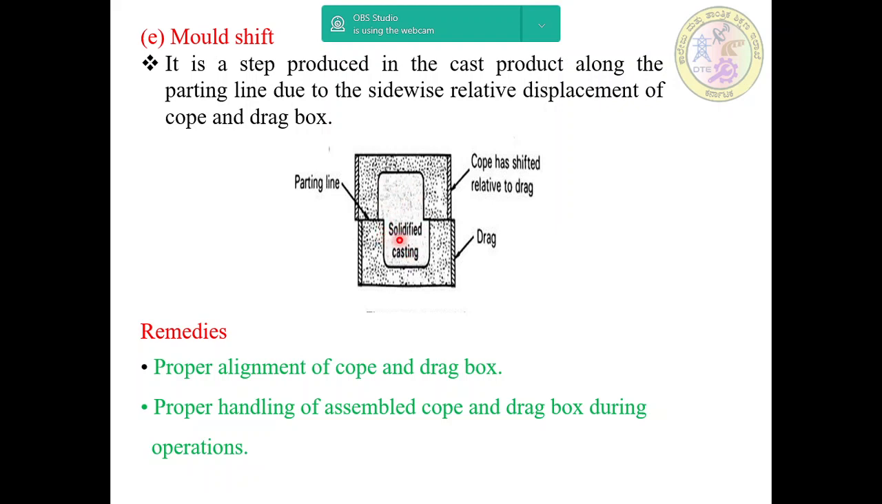That means, how to overcome this defect? Proper alignment of cope and drag boxes before pouring the molten metal is very important, and then proper handling of the assembled cope and drag boxes during operation is another remedy.